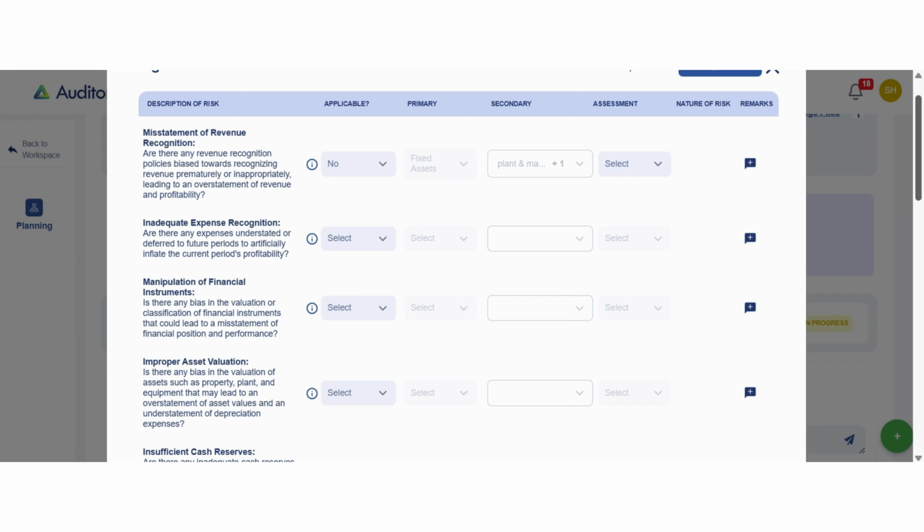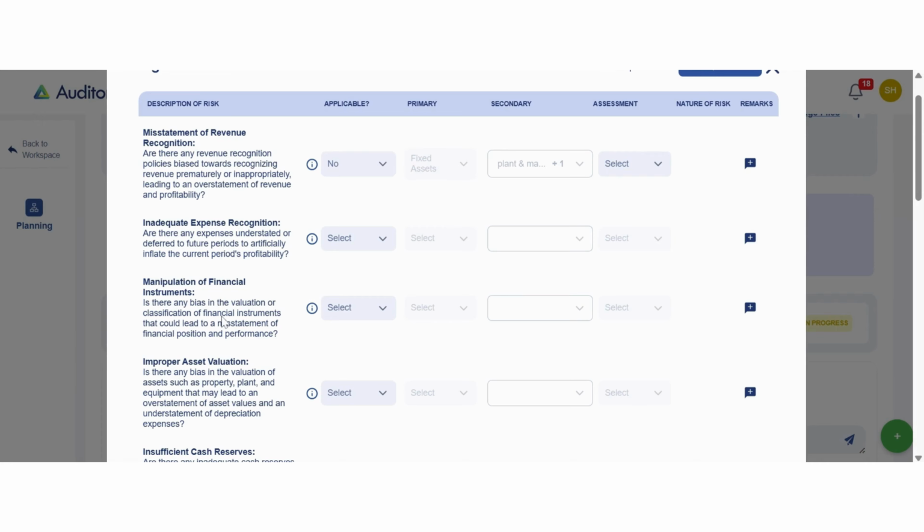For example, a misstatement of revenue recognition. Are our revenue recognition policies biased toward premature or inappropriate recognition, leading to overstated profits? Inadequate expense recognition. Are our expenses understated or deferred to future periods to artificially inflate current profits?